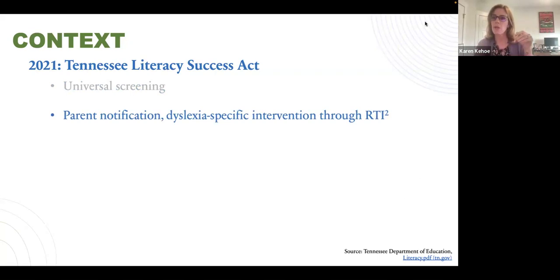I'm going to have to move this so I can see everything. And providing dyslexia-specific intervention through RTI squared. And now that I moved you all down here, I can't advance.